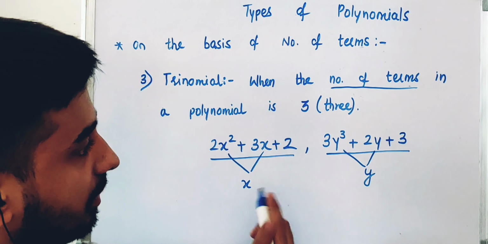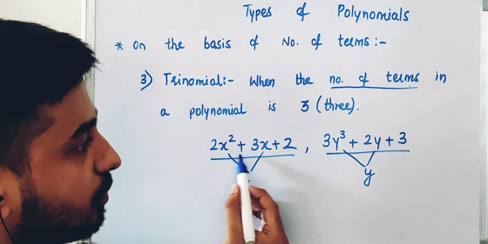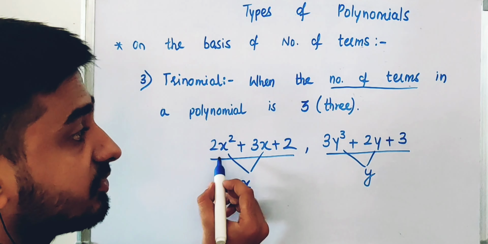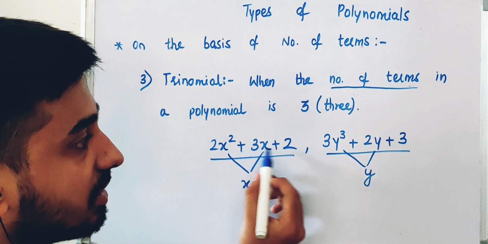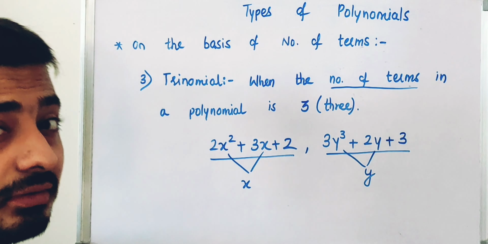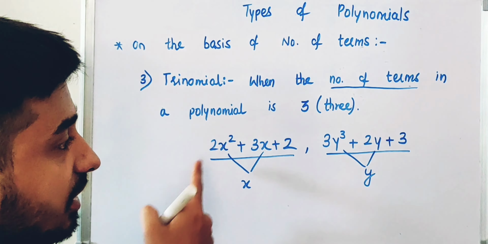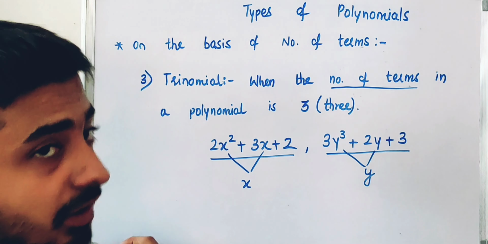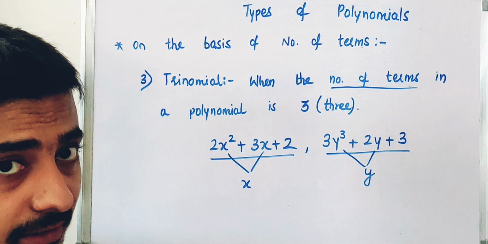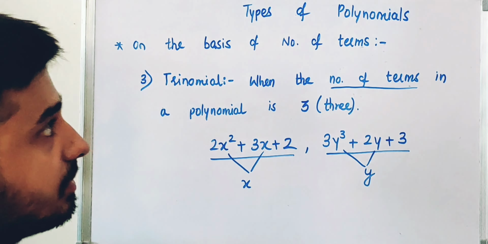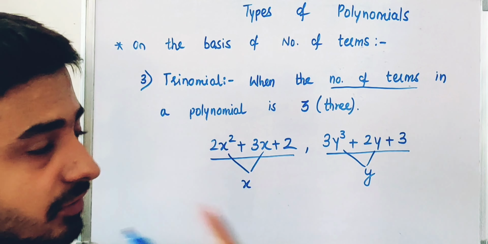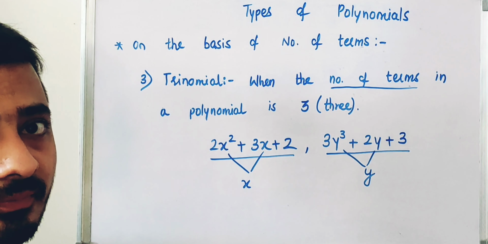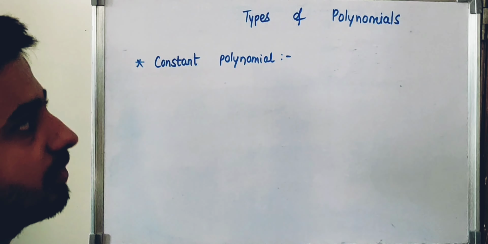So x square plus 3x plus 2 is a polynomial of variable x and it is a trinomial. How many terms are there? 3. And can you tell me the degree of the polynomial? See, the highest power of x is 2, so this is a quadratic polynomial also. Clear? So we have done the classification on the basis of degree and on the basis of number of terms. Now something interesting.